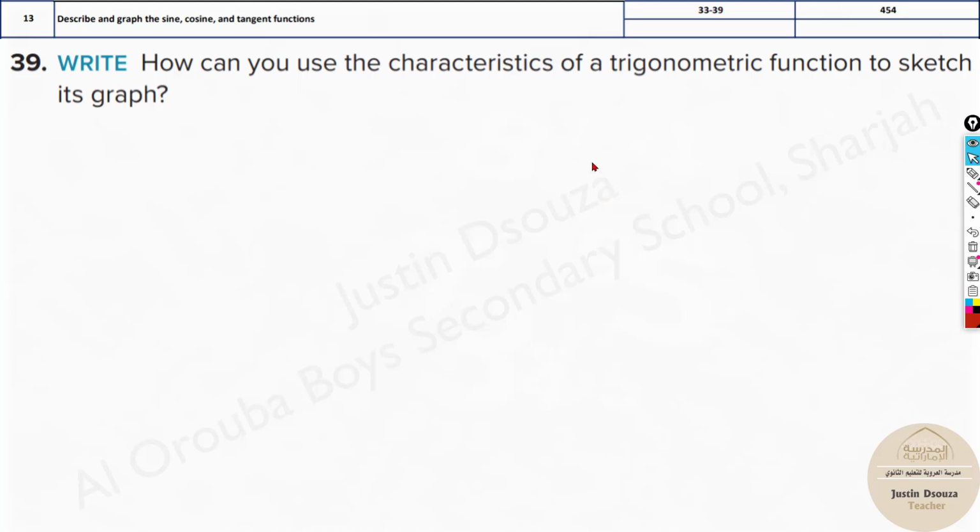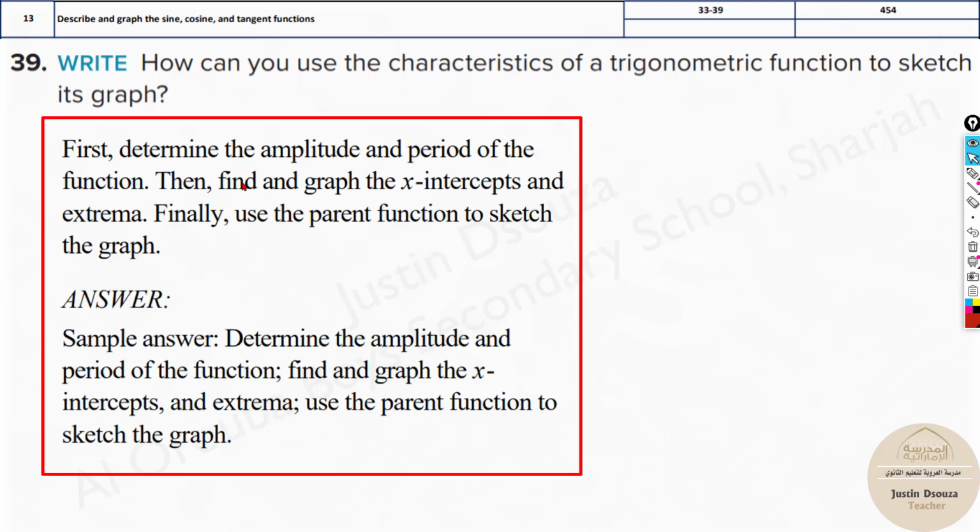Here, this is the last question in this topic. How can you use characteristics of trigonometric functions to sketch its graph? This is again just a word problem. You need to first determine the amplitude. What we did: first the a value, then the period, and then intercepts. You can do a table and do it, but they have generally told you can graph by its intercepts, and then you sketch. So these are the characteristics used.